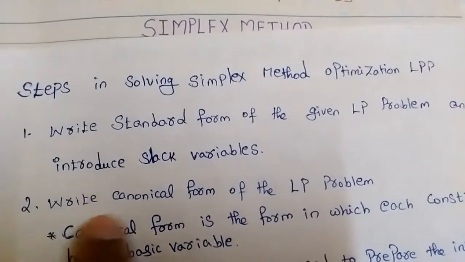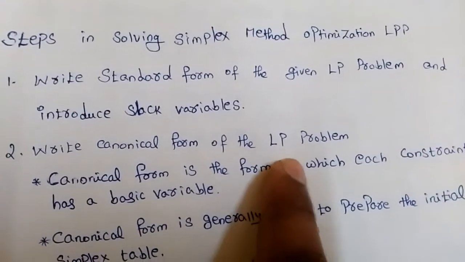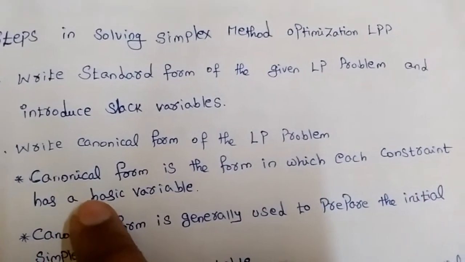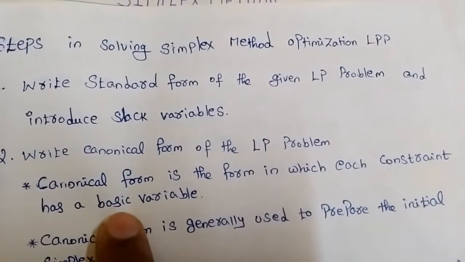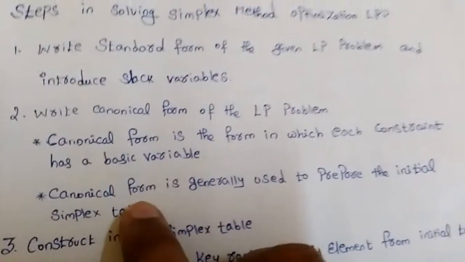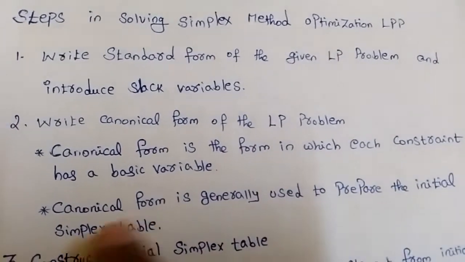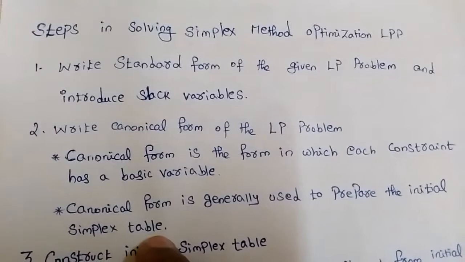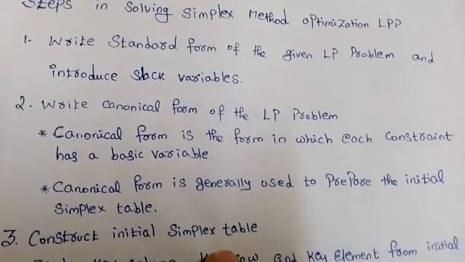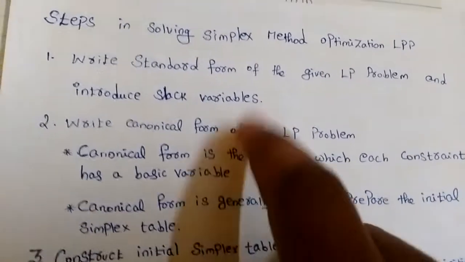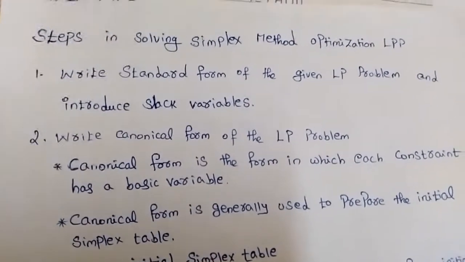Second, write the canonical form of the linear programming problem. Canonical form is the form in which each constraint has a basic variable. This canonical form is generally used to prepare the initial simplex table. Then we are going to construct the initial simplex table. First we will do these three steps in our problem.